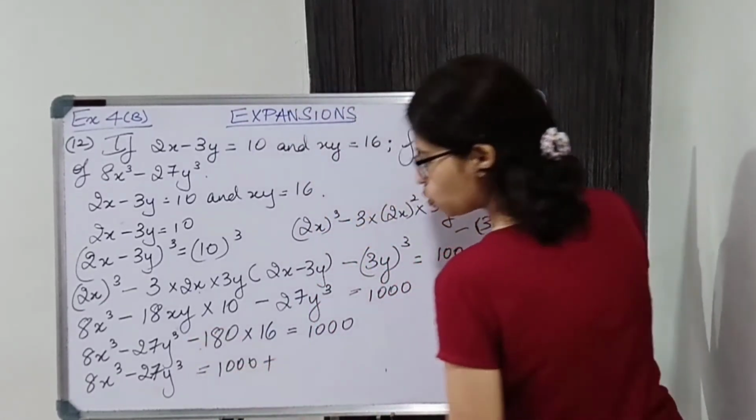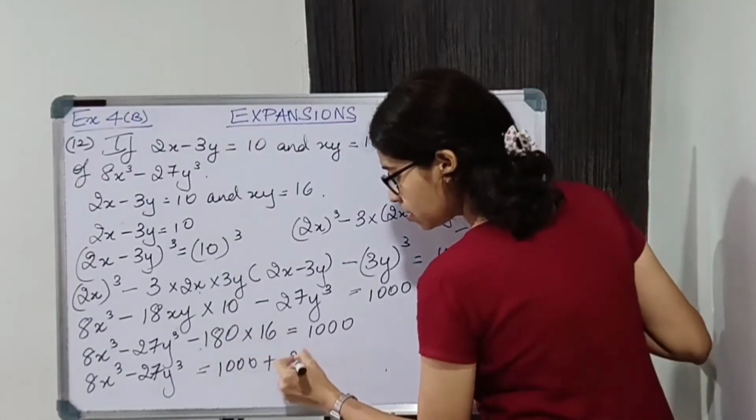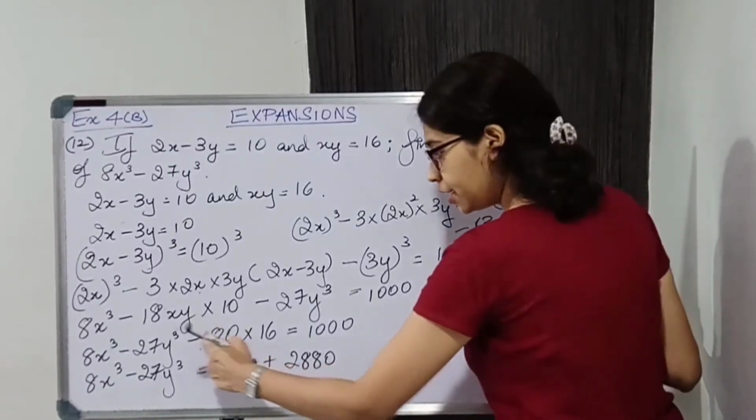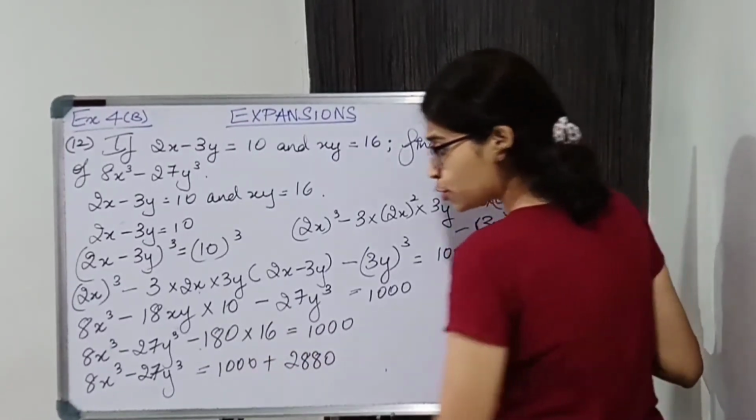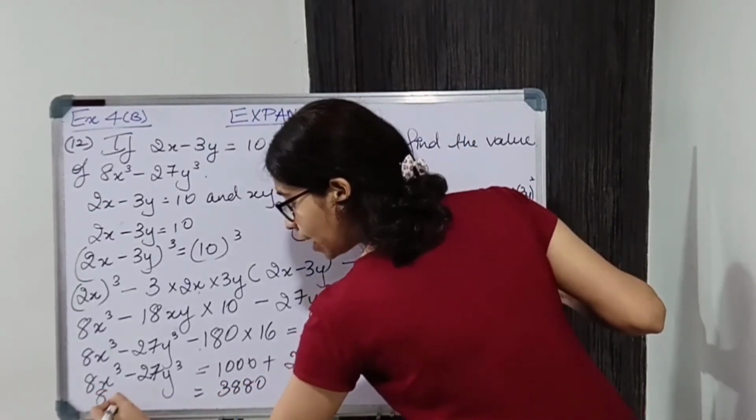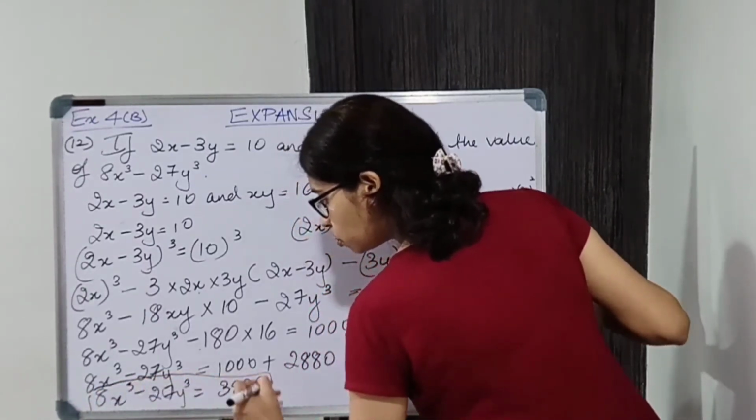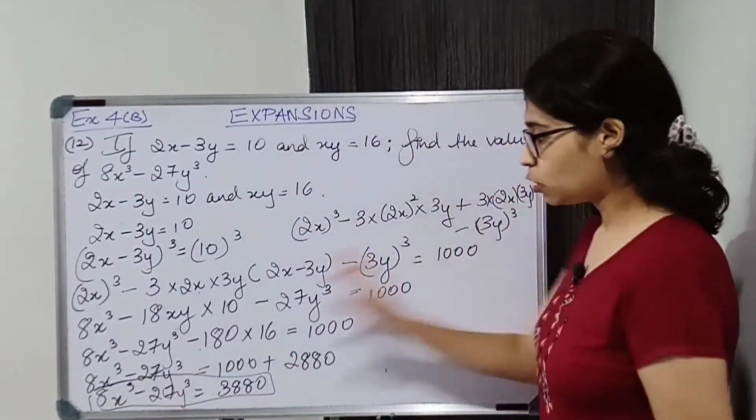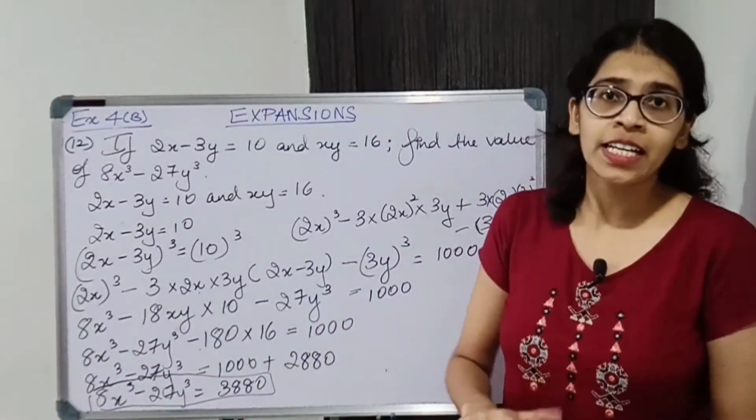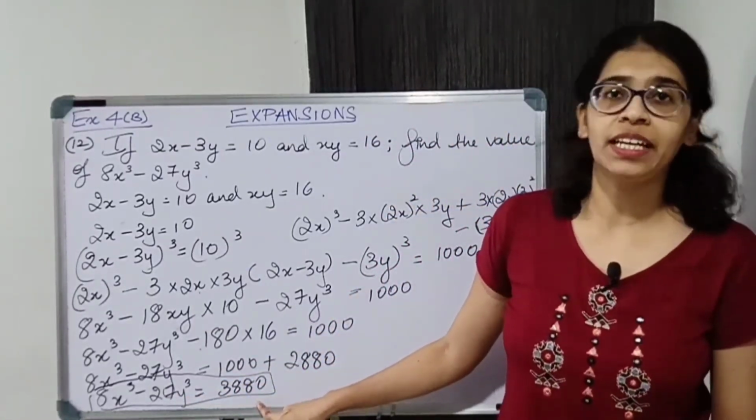ये माइनस प्लस हो जाएगा. 180 into 16 is 2880. Okay, ये negative है. When it goes on the other side, it becomes positive. So this will give 3880. So 8x cube minus 27y cube is equal to 3880. Okay, थोड़ा compact हो गया है. Write it properly. Now box the final answer. So 8x cube minus 27y cube is equal to 3880.